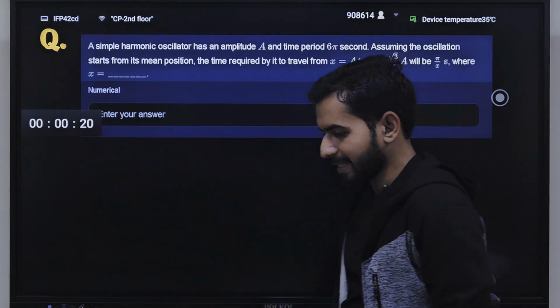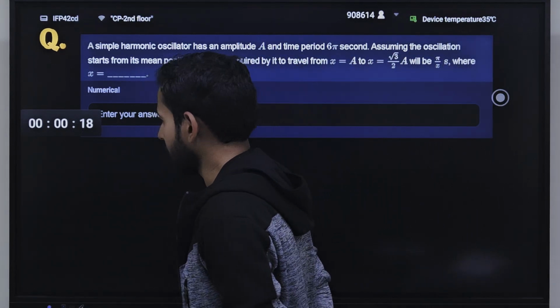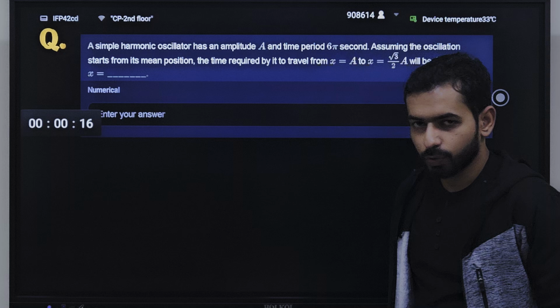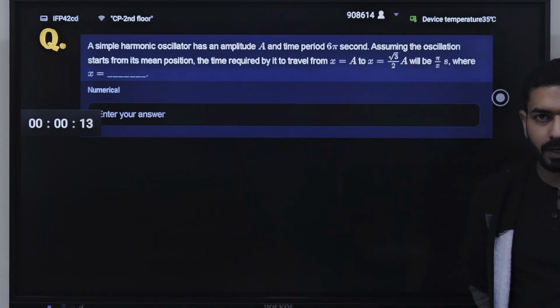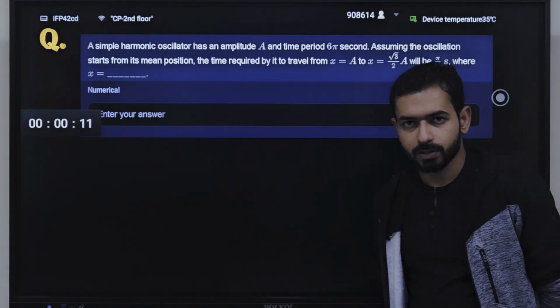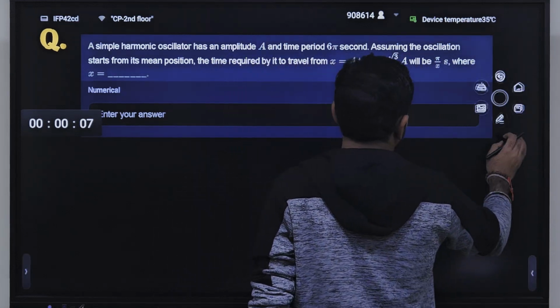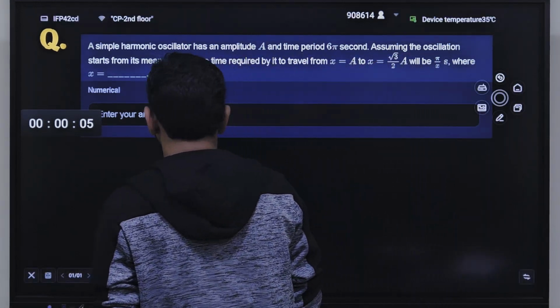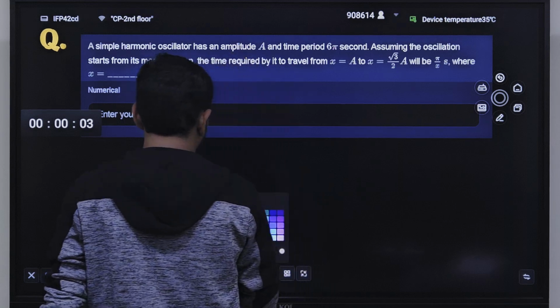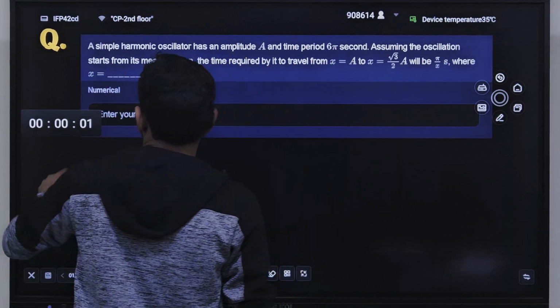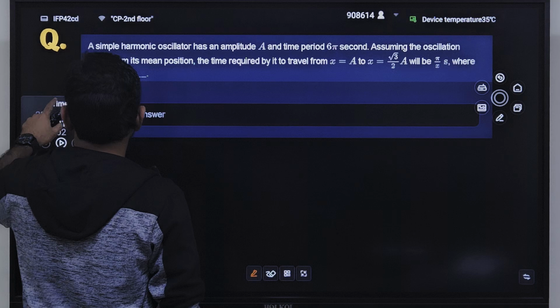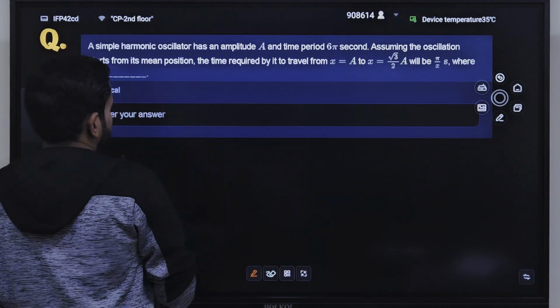If anyone knows the phasor method, they can approach this question and have the answer. Otherwise, those who don't know about the phasor method, see this question properly. It will be clear after this question. Let's take the pen. Let's see, what is the concept?